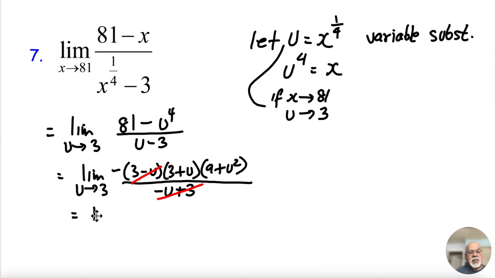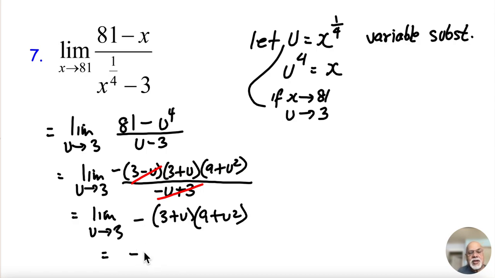So we end up getting the limit as u approaches 3. Don't forget that negative sign of 3 plus u times 9 plus u squared. And if we substitute u equal to 3 in there, we end up getting -6 times 3 squared is 9 plus 9 is 18. And so that ends up being -108. Okay. Another variable substitution question. Okay, just one more to go.